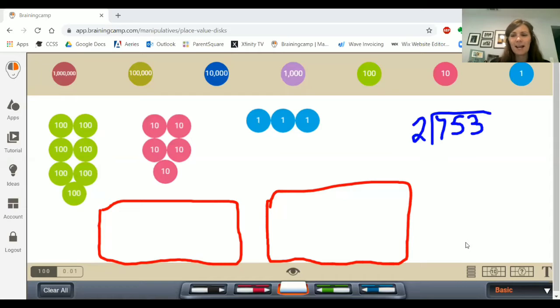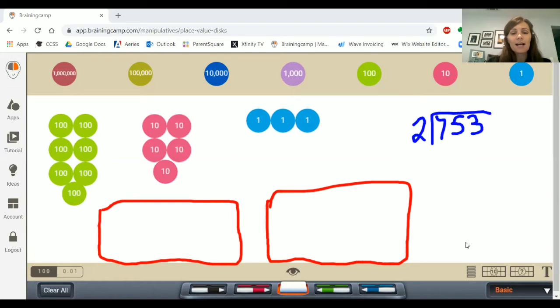So on the right-hand side, I have 753 divided by 2. If you count our manipulatives here, I'm going to go to the left-hand side of the screen where it's green, and I'm going to count out how many hundreds I have. Count with me. I have 1, 2, 3, 4, 5, 6, 7. So I have 7 hundreds. How many tens? 1, 2, 3, 4, 5 tens. And how many ones? 1, 2, 3 ones. So I have 753 altogether. And I want to divide it by 2.